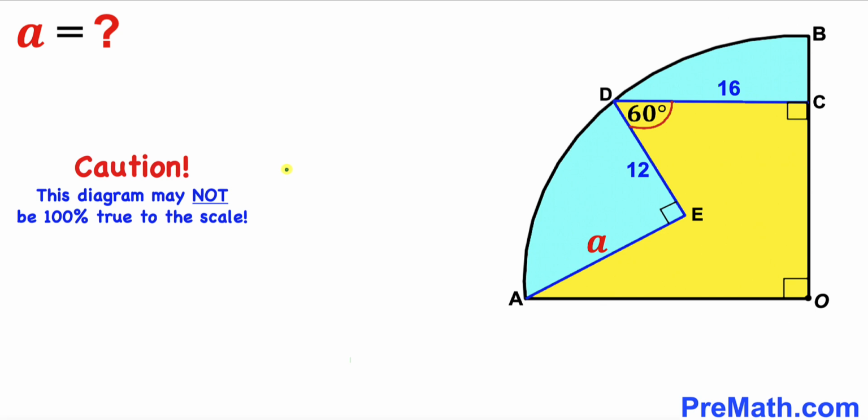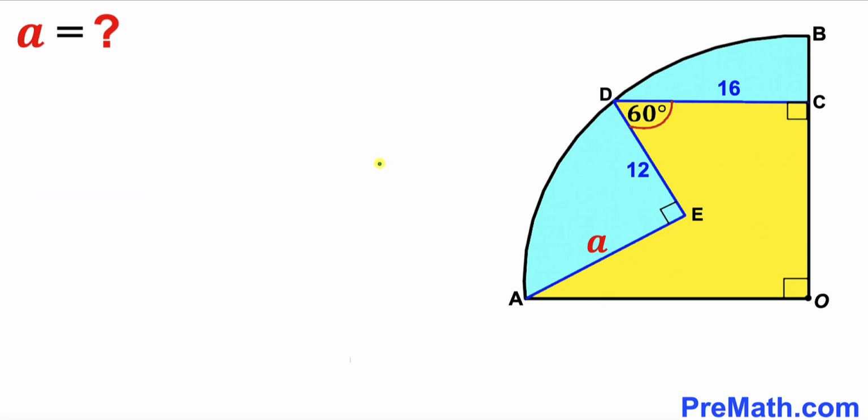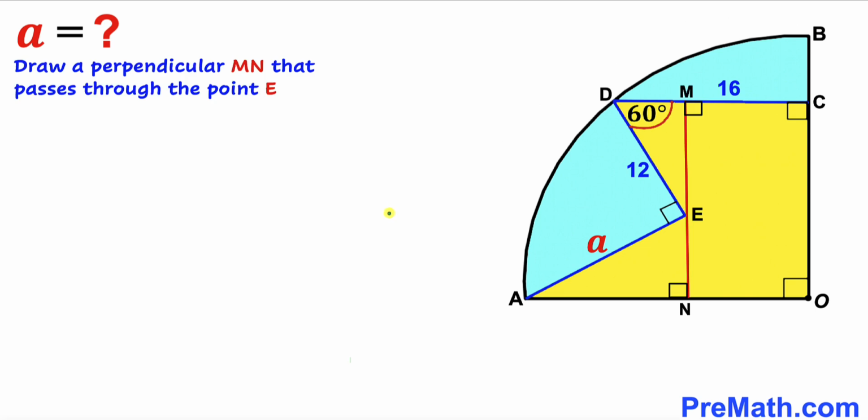Please keep in mind that this figure may not be 100% true to scale. Let's go ahead and get started. Here's our very first step. In order to make our job easier, I have drawn this perpendicular MN that passes through point E, and as a result we got two right triangles: DME and ANE.